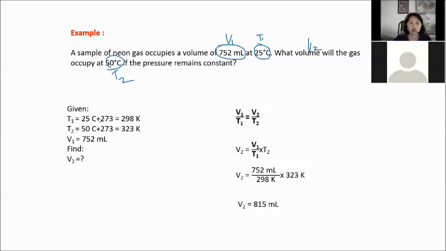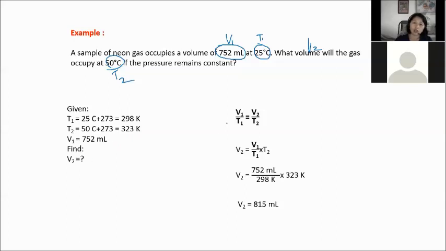So, pressure remains constant. Okay, so first, if the unit of temperature is not expressed in absolute temperature, Kelvin, we need to convert that. In converting Celsius to Kelvin, let us simply add 273 to Celsius. So, 25 plus 273, our T1 is 298. T2 is 50 plus 273, which is 323. So, V1 is 752, V2 is unknown.